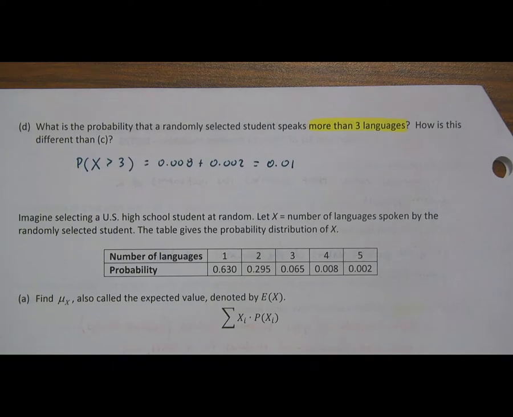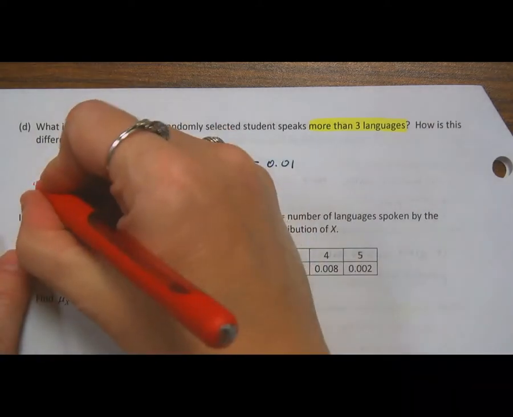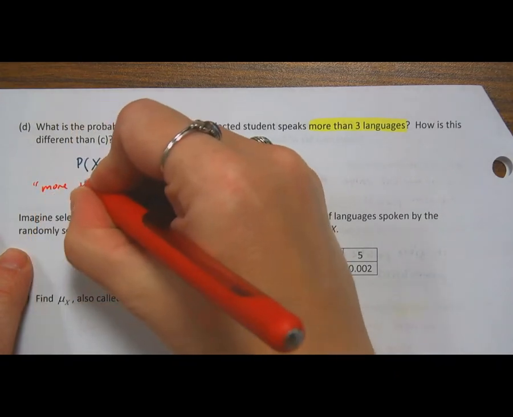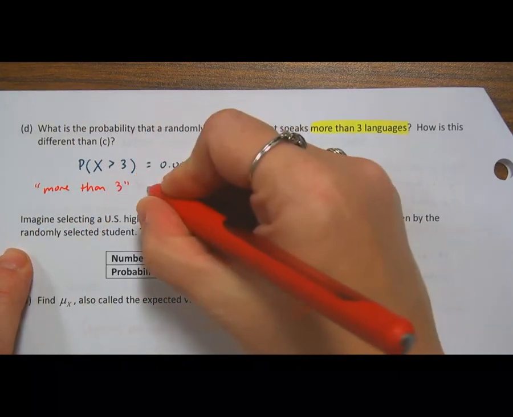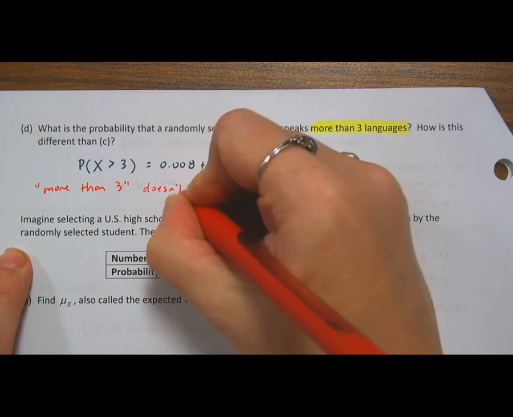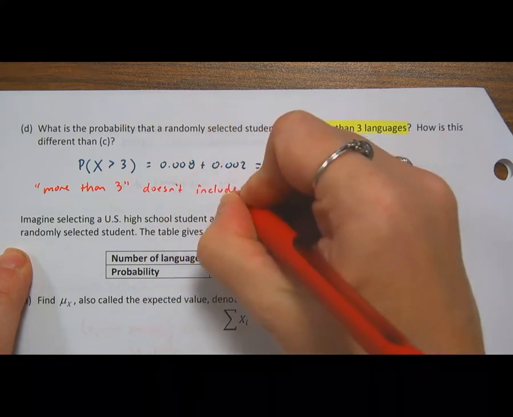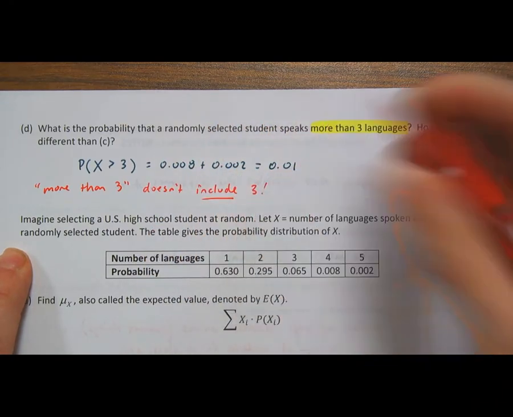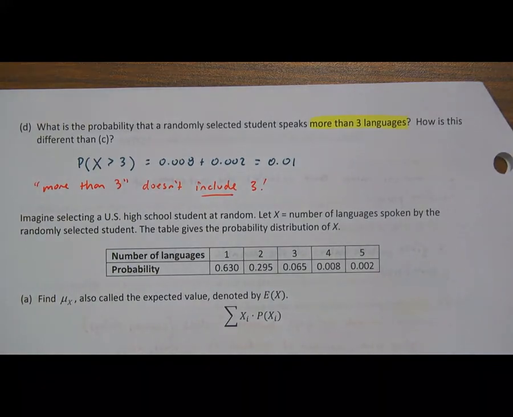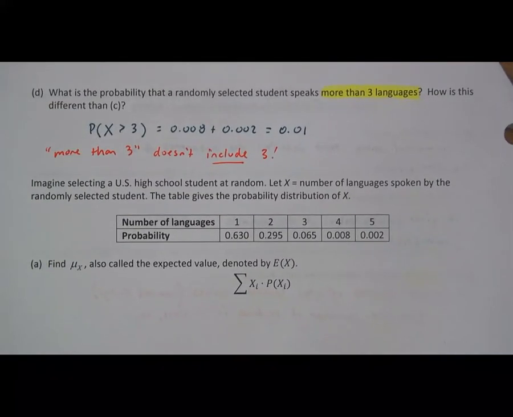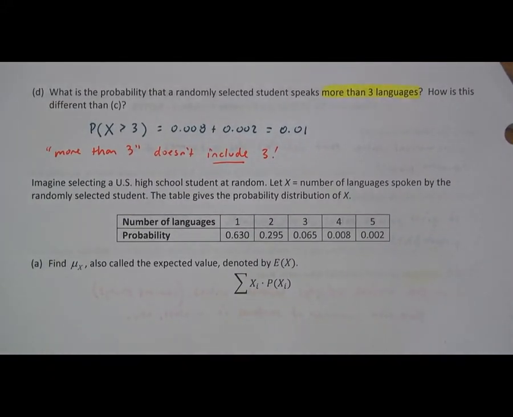And it just says, how is that different? More than 3 does not include 3. That phrase, more than 3, doesn't include 3. So just be careful with your wording. The math should be pretty easy. Just pay really close attention.